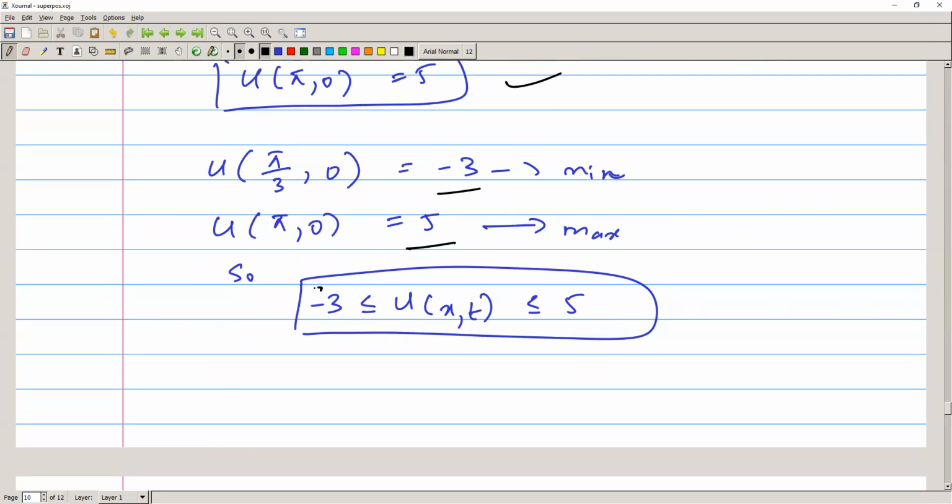This is the minimum value for the solution of the heat equation, and this will be the maximum value, right?